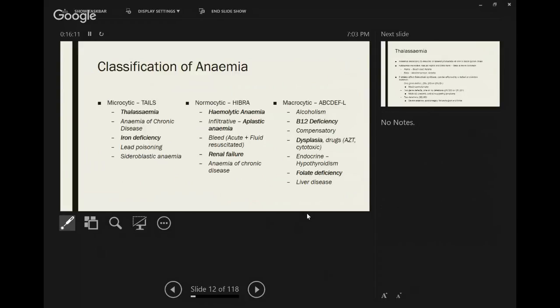Again, macrocytic is alcoholism, B12, and a compensatory cause. So after a bleed, you get a compensation in the days after, which involves a macrocytic anemia. Dysplasia, or drugs like azathioprine or cytotoxic drugs. Endocrine disorders, so hypothyroidism causes a macrocytic anemia. Folate deficiency and liver disease.